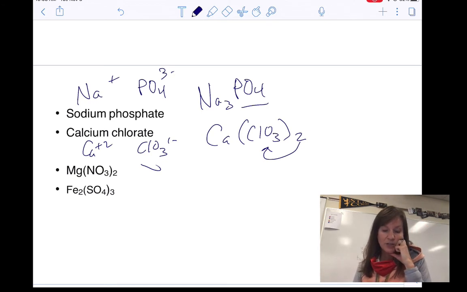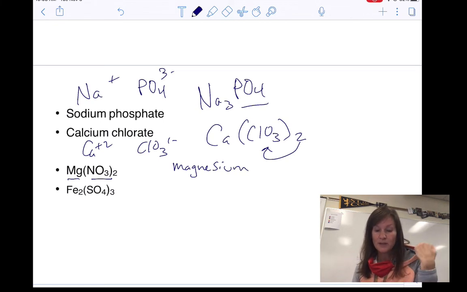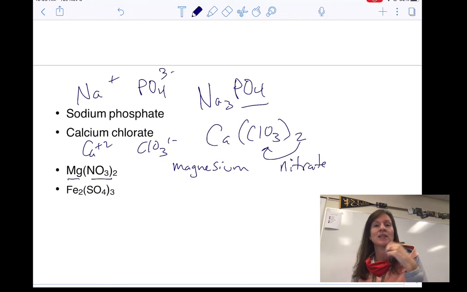Down at the bottom, to get the name from the formulas, Mg is magnesium, so that's easy enough. Magnesium is in a column that doesn't need a Roman numeral. NO3, if I look at the back of my periodic table, is named nitrate. And that's it for ionic. I don't worry about using the subscripts for any names.